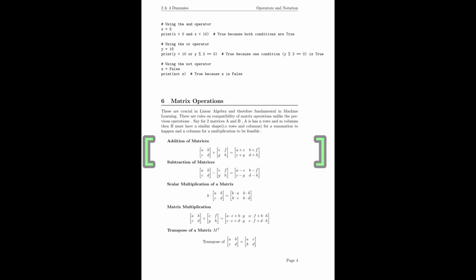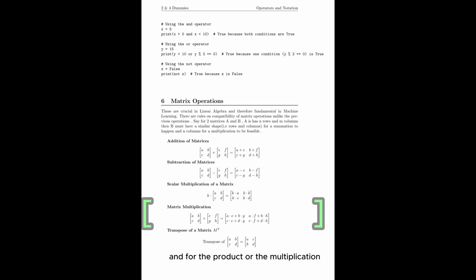and if they are equal, we can do the summation, and for the product or the multiplication, we need the number of columns in the second matrix to be equal to the number of rows in the first matrix.